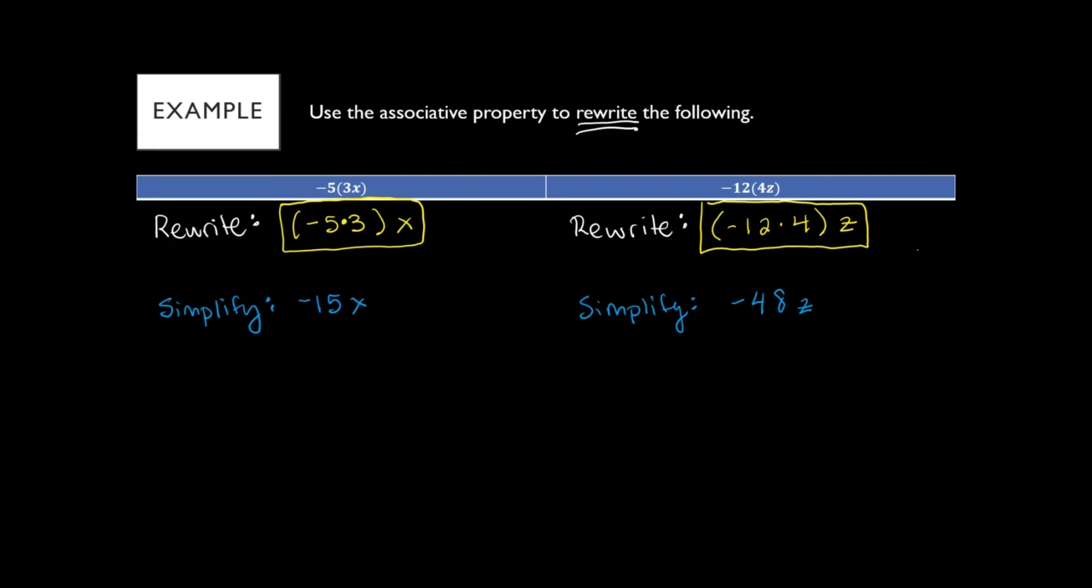So a lot of things that we're doing with algebra, you're going to be told to simplify. And we're going to be multiplying numbers together. We're going to be adding things together. And we use these properties, the associative property, to basically do these things. Any questions on these two?